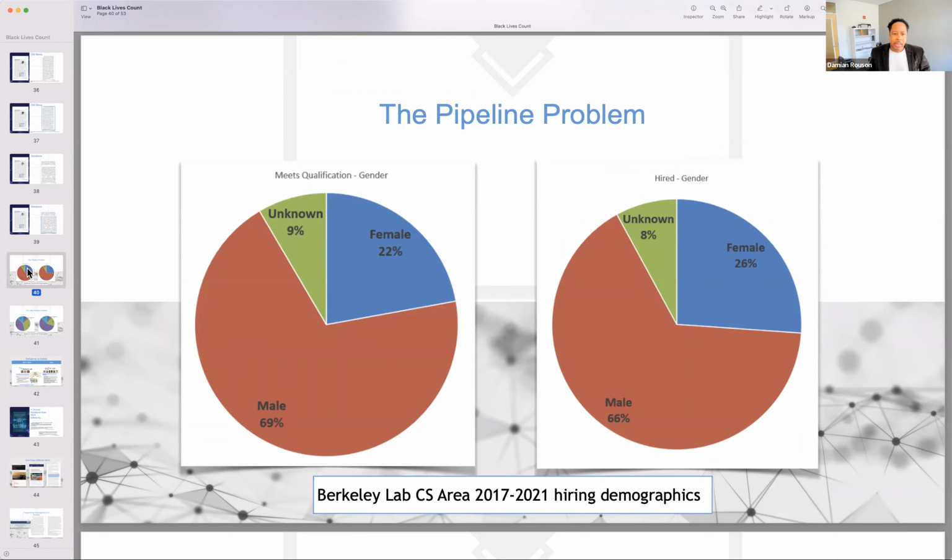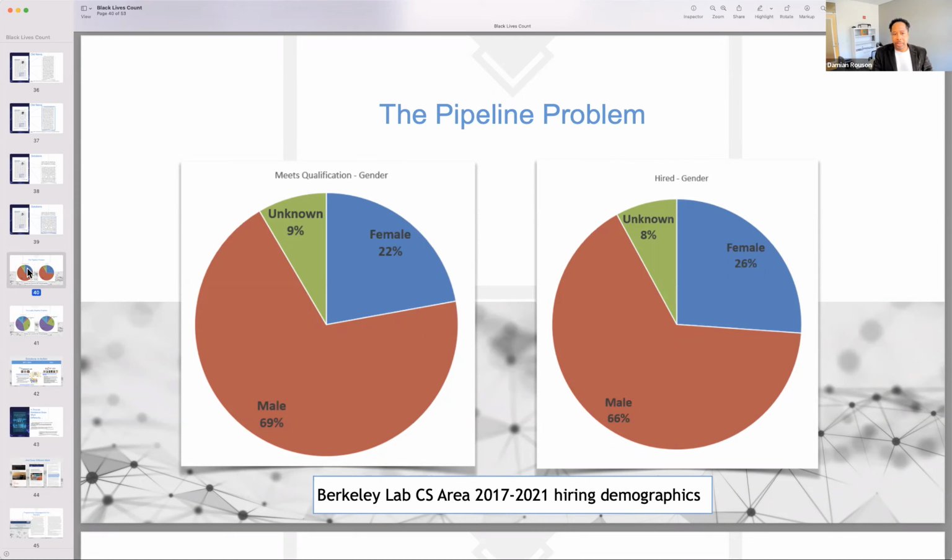And there's 2 slides I'll show here that I think I haven't shown in talks publicly before. So this is relatively new, hot off the presses. And looking at gender, I would say what we're looking at is a pipeline problem.